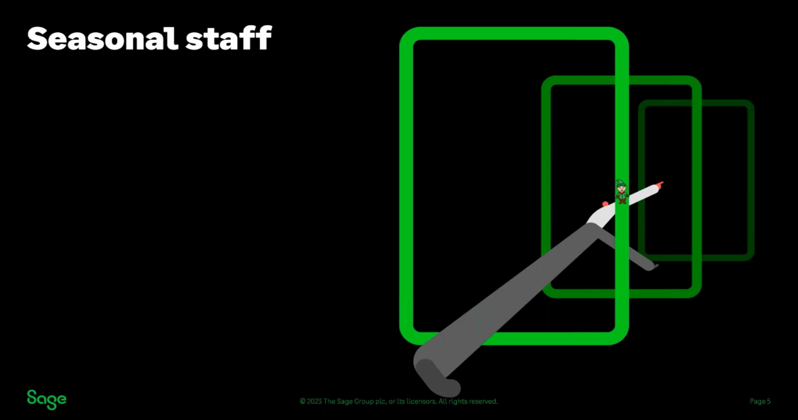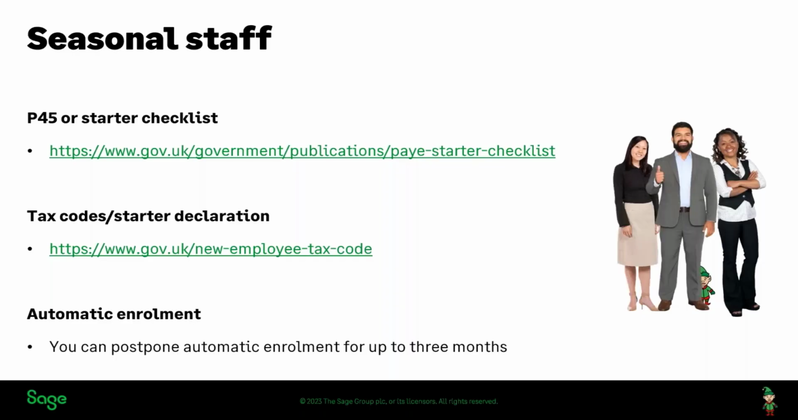So let's get straight on to our first topic, and this is all around taking on seasonal staff. Now, the key takeaway here is that you don't treat seasonal staff any differently really to regular staff that you're taking on. So when they come to work for you, you'll need to create an employee record for them. To do that, you will either need a P45 from their previous employer, or you need to get them to fill in the starter checklist, which you can download from the gov.uk website.